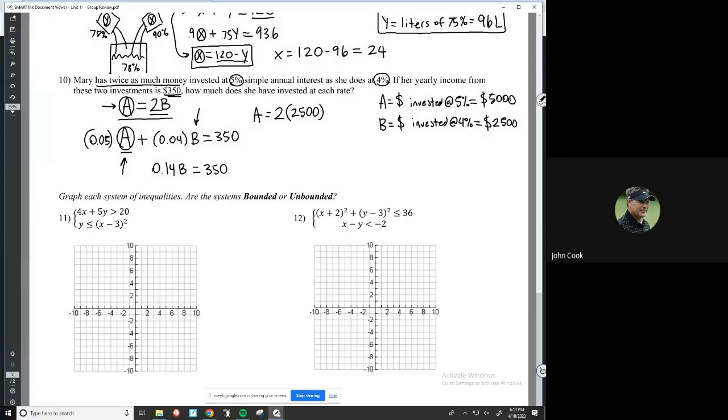Well, hey, it's your old pal, Mr. Cook. Let's do these last two little graphs. Graph each system of inequalities. Are the systems bounded or unbounded?